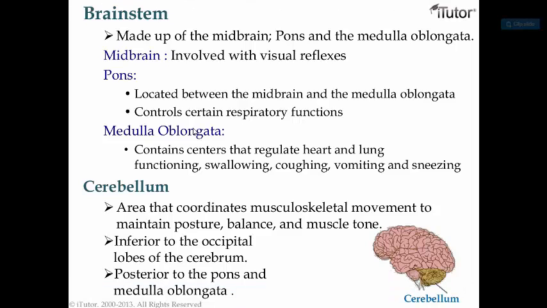The midbrain controls some reflexes, such as changing the size of the pupil to control the amount of light entering the eye. The pons regulates breathing and passes signals between the brain and the spinal cord. The medulla connects the brain to the spinal cord. It controls basic life-sustaining functions such as heart rate, vomiting, swallowing, and coughing. So again, the brain stem is controlling a lot of involuntary actions in your body, like breathing, like heart rate, like vomiting, like swallowing, and coughing.